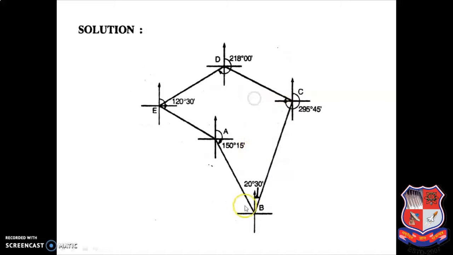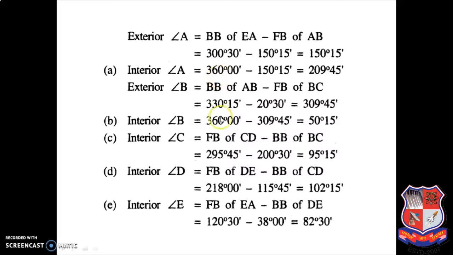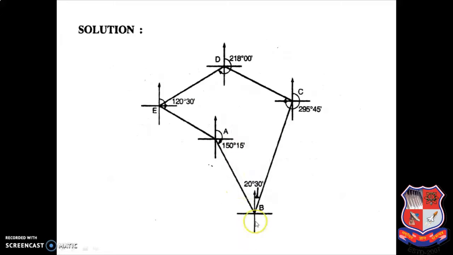So you can see here, if I mention both my fore bearing and back bearing, the fore bearing is already mentioned, 20 degree 30 minute. If I want to mention my back bearing of line AB, it will be 330 degrees, from here to here. You can see my cursor, 330 degree 15 minute. So from 330 degree 15 minute, you can deduct 20 degree 30 minute.